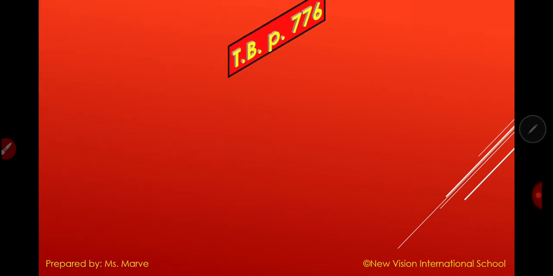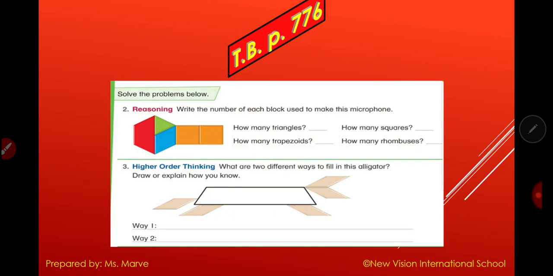Next, page 776. We are going to solve the problems below. Number 2. Write the number of each block used to make this microphone. Decide how many triangles, how many trapezoids, how many squares, and how many rhombuses you used. Write the numbers here. Number 3. What are the two different ways to fill in this alligator? You can draw or explain how you know.